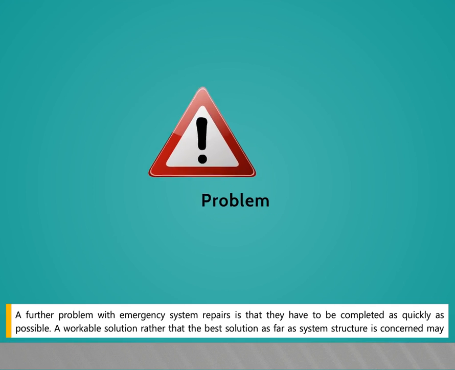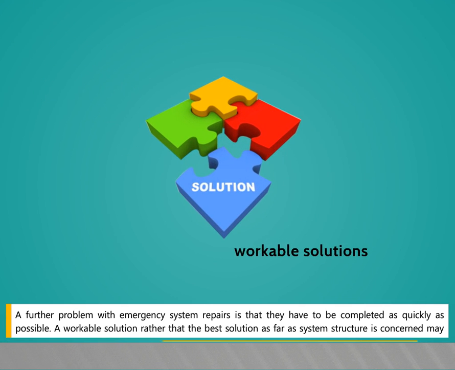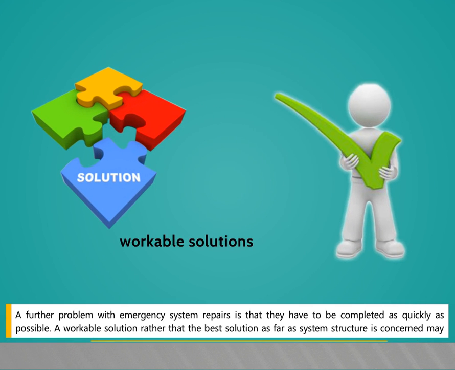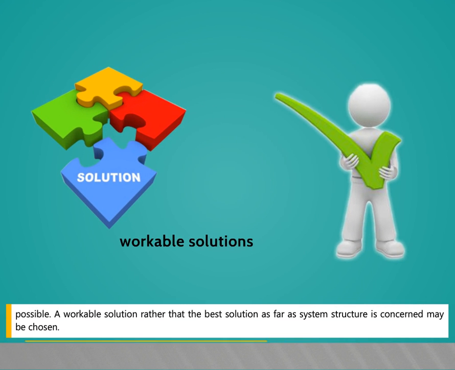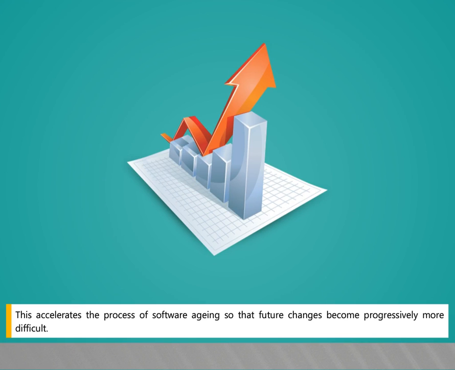A further problem with emergency system repairs is that they have to be completed as quickly as possible. A workable solution rather than the best solution as far as the system structure is concerned may be chosen. This accelerates the process of software aging so that future changes become progressively more difficult.